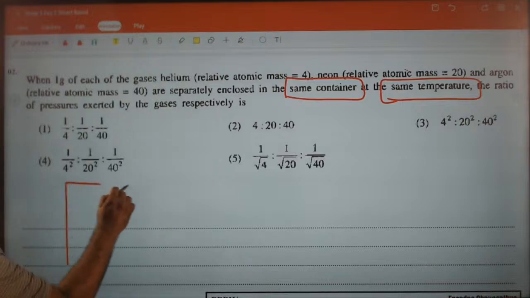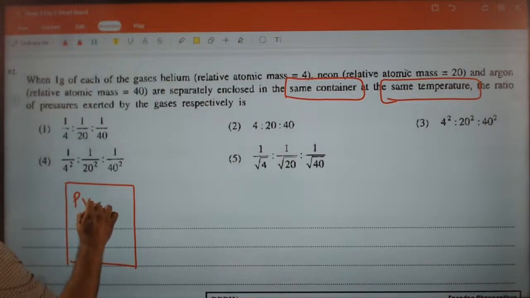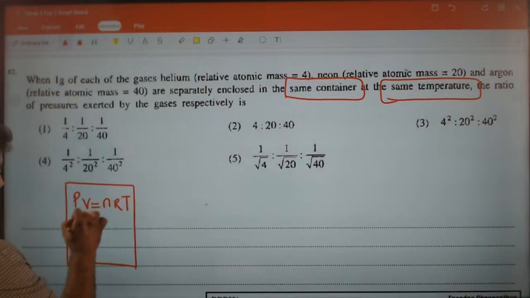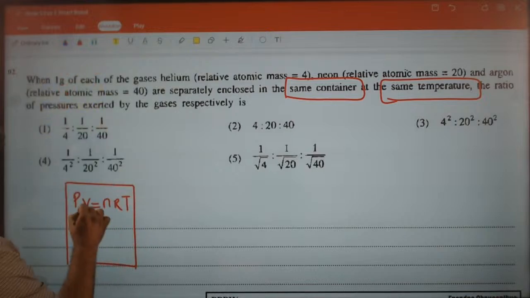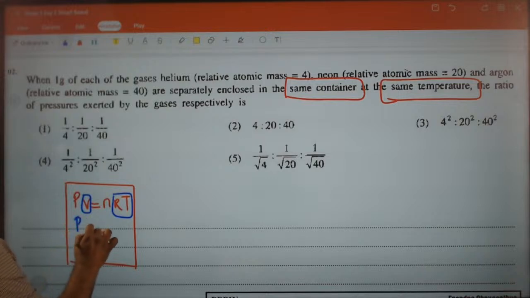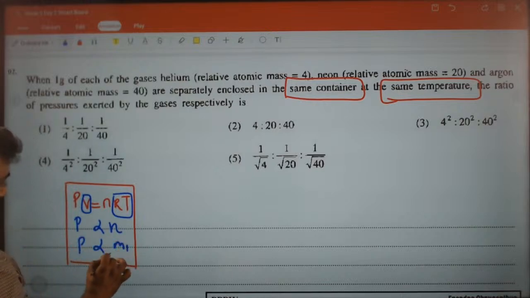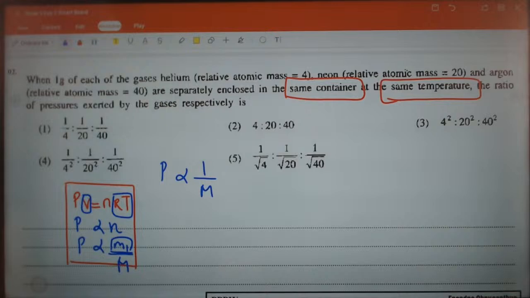So here, PV is equal to nRT. Same container means what are the characteristics? Same volume, same R, same T. P is proportional to n, which is mass over molar mass. The mass is also the same. Pressure is inversely proportional to molar mass.